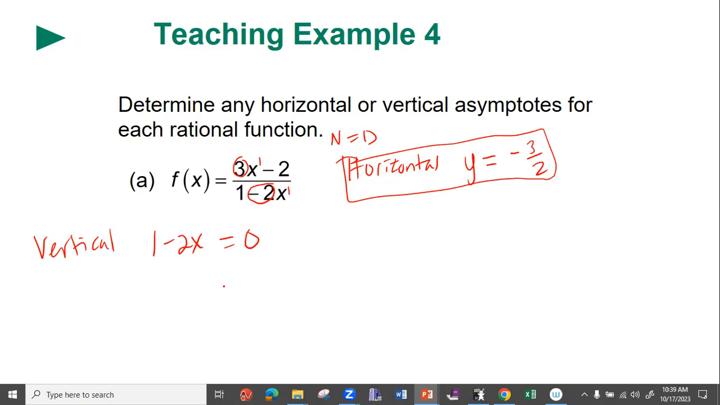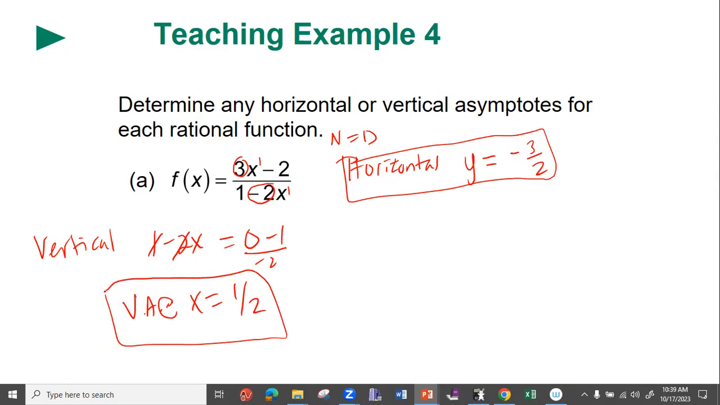What do I need to do to get x by itself? I'm going to subtract 1, and then what? Divide by -2. So x equals what? 1/2. So that is my vertical asymptote. So I have a vertical asymptote at x equals 1/2. Because there is a number that if I plug in, it will make my denominator equal to 0, and it is a no-go for 0 to be in the denominator.